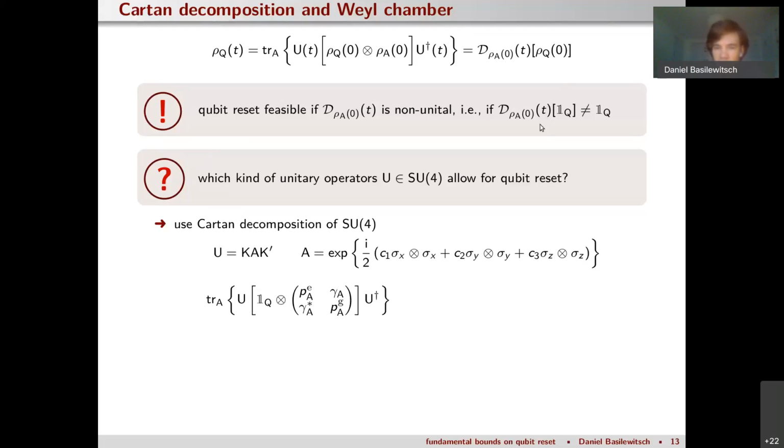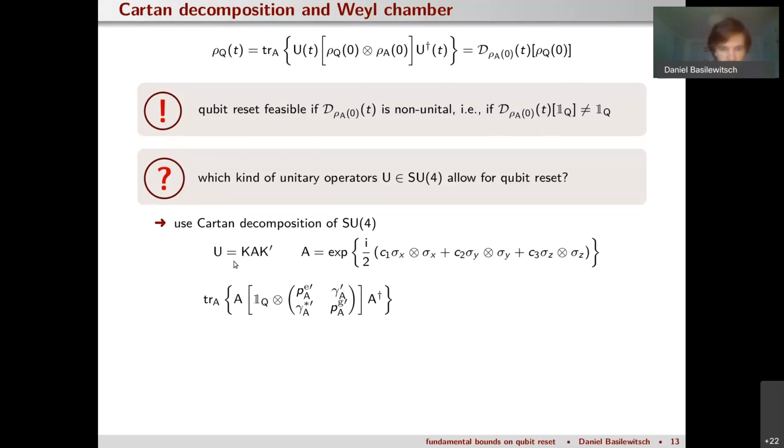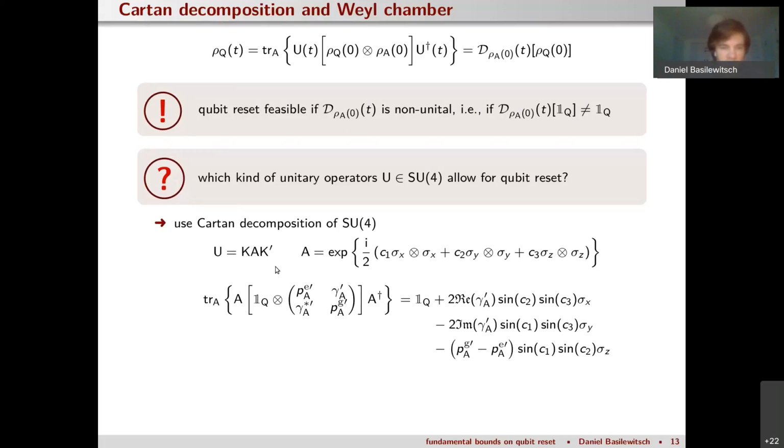So how can we check non-unitality? We plug this Cartan decomposition into this quantity above, do some math. Oh, I forgot one step. We start with the initial state of the qubit being the identity matrix and the ancilla being a general state. So we're not specifying the ancilla state. Then plugging in the Cartan decomposition, we get a locally transformed ancilla state, which is not changing its purity, but it's rotated in space. And then we only have the non-local part A left. And then we have to check in which case this gives an identity matrix. And you will find it gives you an identity matrix plus those three terms.